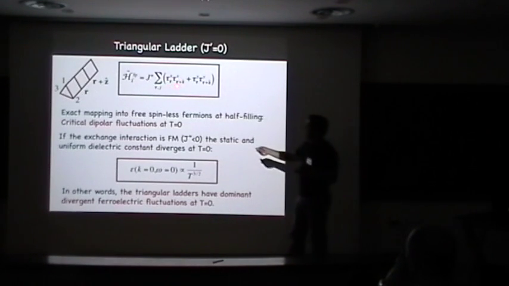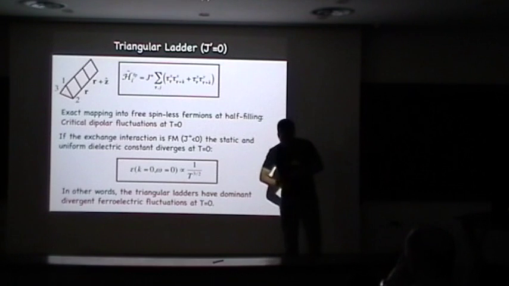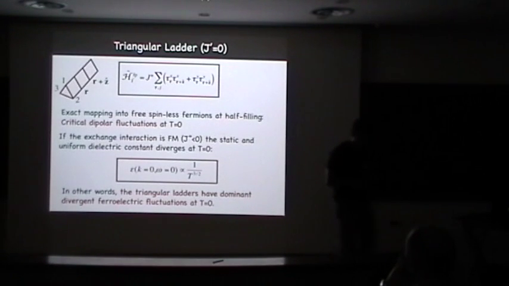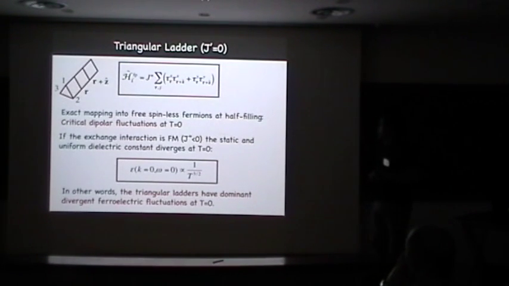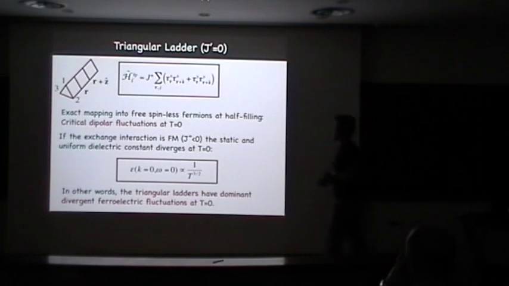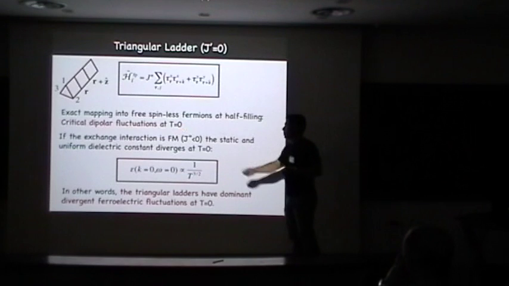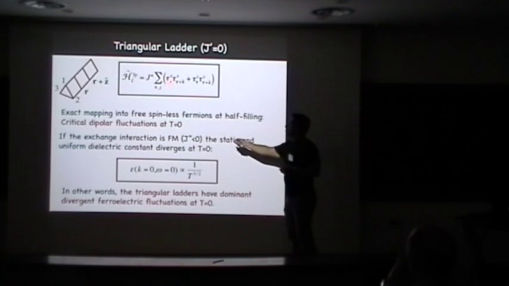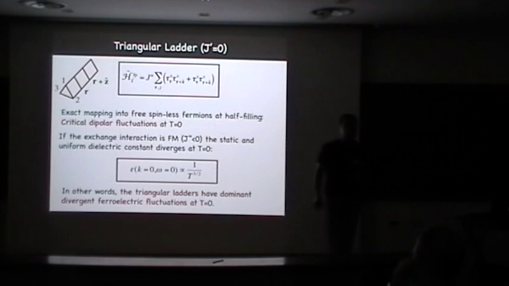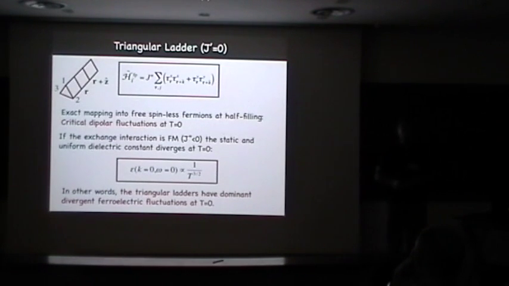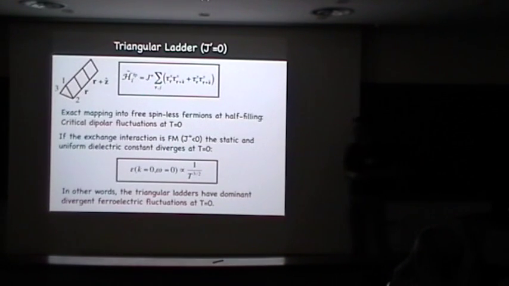And then what you know also is that that model is critical. Basically, you have gapless fermions. And the critical fluctuations, the fluctuations that dominate, correspond to ferroelectric fluctuations if this J double prime is negative. In other words, if J double prime is a ferromagnetic interaction. And I will assume from now on that this J double prime interaction indeed is ferromagnetic.